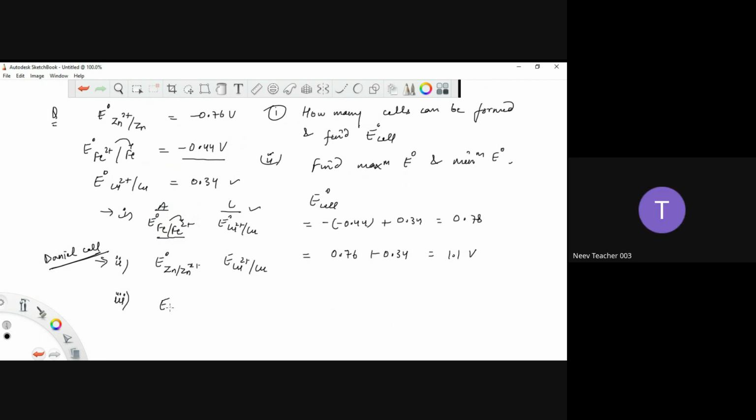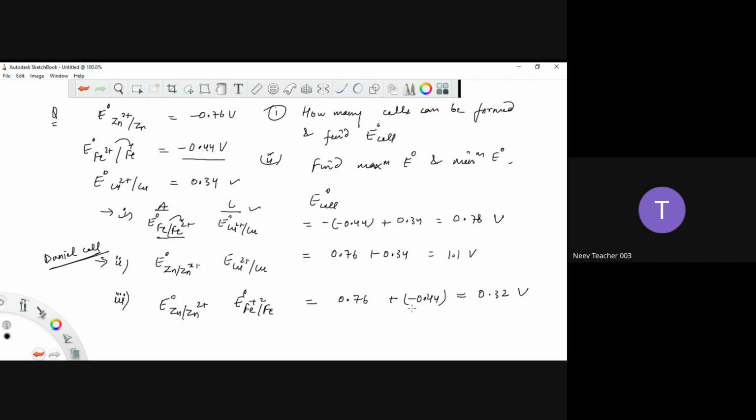So E naught Zn2 plus, and E naught Fe2 plus to Fe. Now this is 0.76, and for Fe2 plus we should take the reduction, which is minus 0.44. So Fe2 plus to Fe will be minus 0.44, right? So it comes out as 0.32.